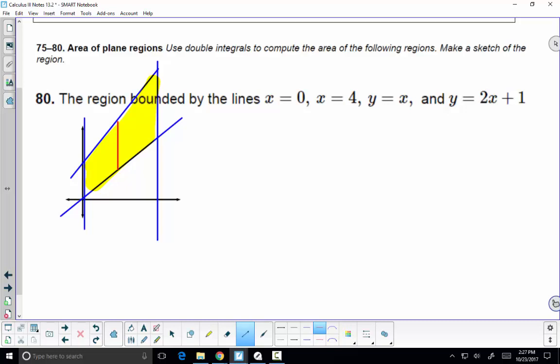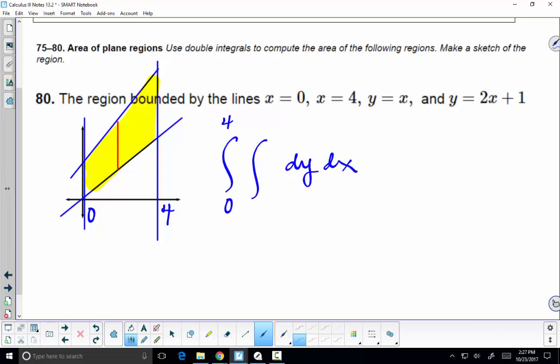So vertical. Now we're told that this is x equals 4 right here. So the x's are going to go from 0 to 4. And the y's go from y equals x to y equals, yeah, exactly. Boom. So that will give us the area of that region with a double integral.